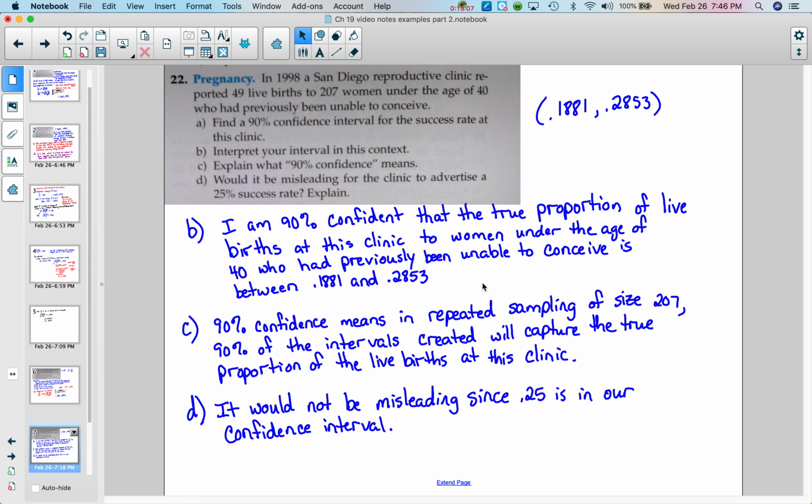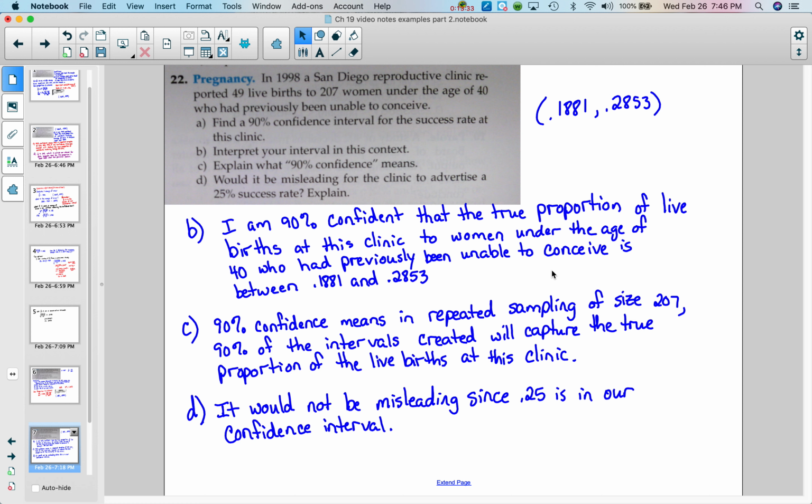Part C, explain what 90% confidence means. 90% confidence means that in repeated sampling of size 207, 90% of the intervals created will capture the true proportion of live births at this clinic. Again, the idea is that every time you draw a new sample, you get a new p-hat value and a new confidence interval, and they're going to be different because of sampling variability.